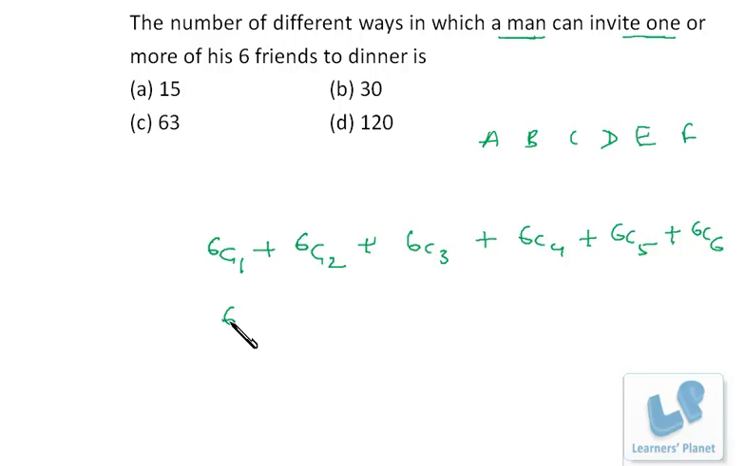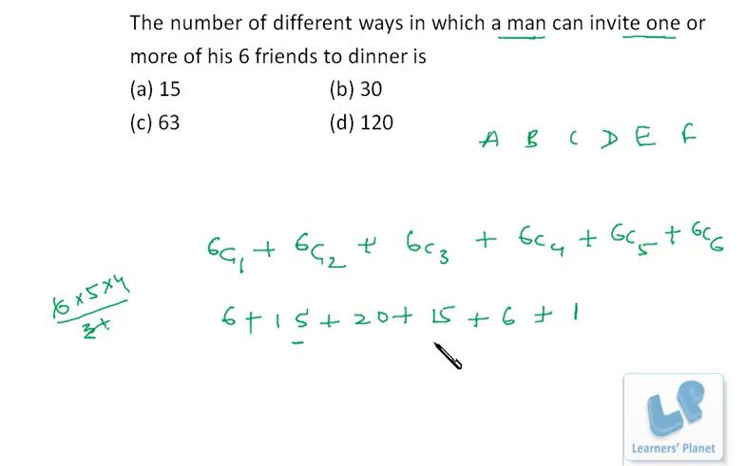So 6C1 will be 6, 6C2 is 6 into 5 is 30, 30 by 2 is 15. Then 6C3 is 6 into 5 into 4 by 3 factorial, so it's 20. Then 6C4 and 6C2, both of them are the same. So if it is 15, it will also be 15. Then 6C5 and 6C1 are the same, and 6C6 is 1, right? So in all, this is the total calculation. So 15 and 15, 30, 30 and 20, 50, 50 and 6, 56, 56 and 1 is 57... the total comes to 63.